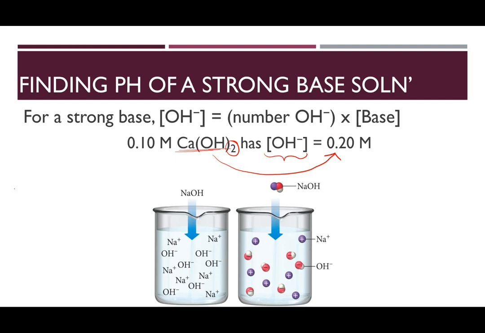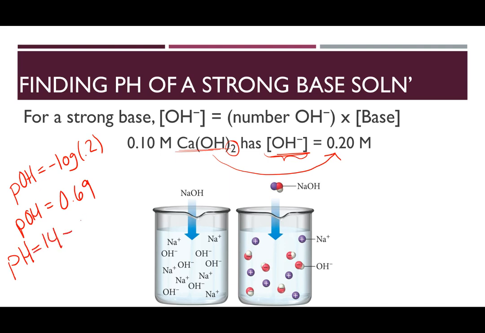To determine the pH of this, I would probably do pOH, which would be the negative log of hydroxide, so negative log of 0.2. pOH equals negative log of 0.2, which is 0.69. And then remember, pH is just 14 minus pOH. So pH equals 13.3.